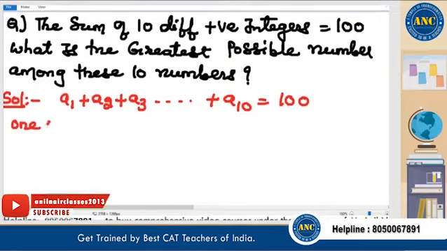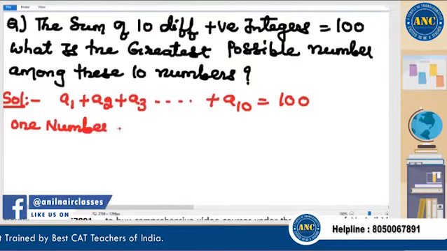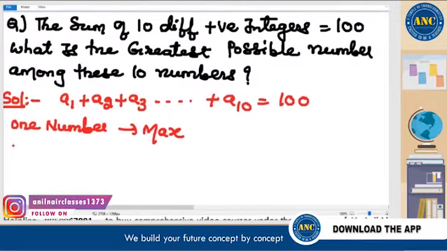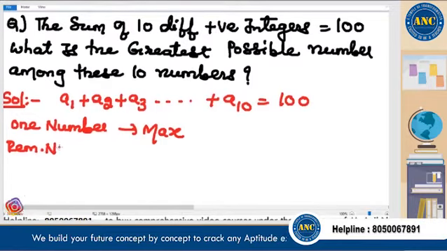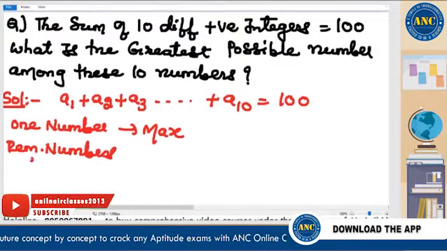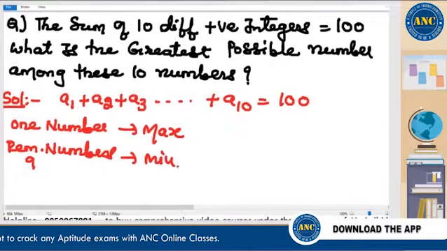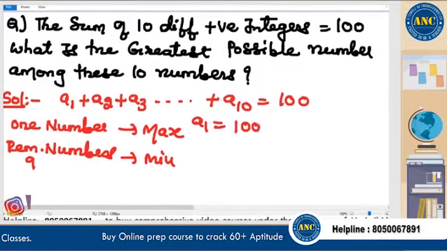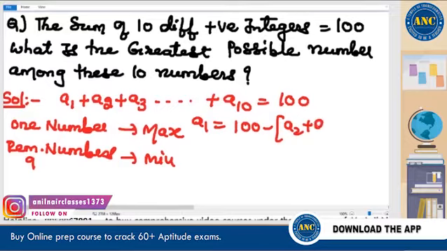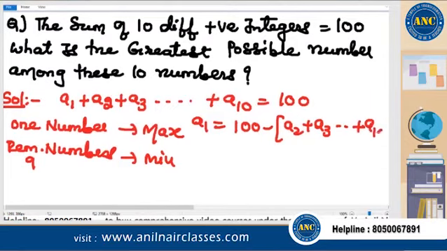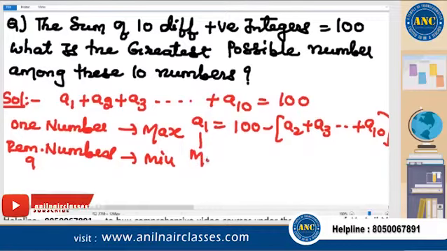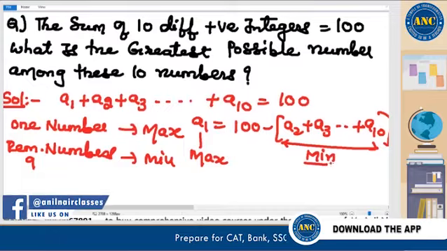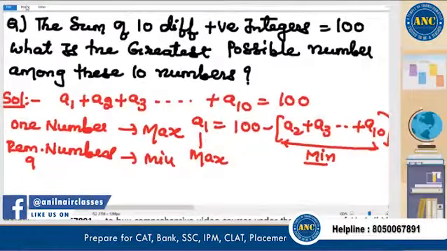Suppose if one number is maximum, remaining nine numbers will be minimum. Obviously, it will. For example, if A1 is maximum, it is nothing but 100 minus of A2 plus A3 and so on up to A10. Think logically. If this is maximum, because there is a minus sign before all of them, this will be minimum. Are you all with me? This will be minimum.